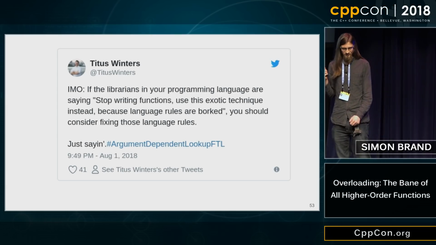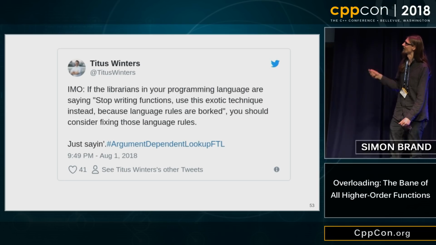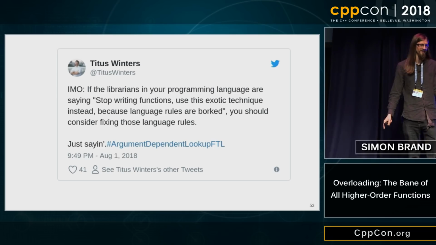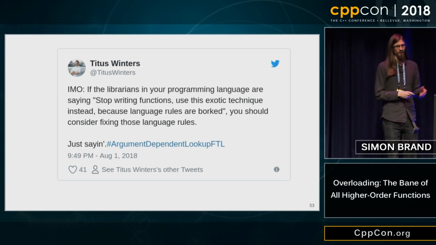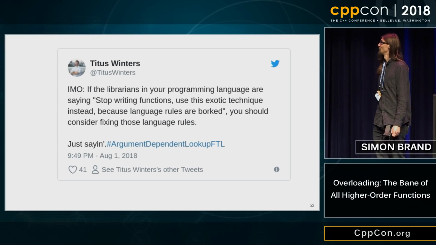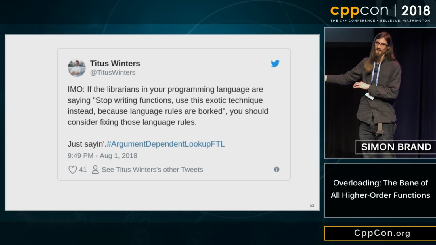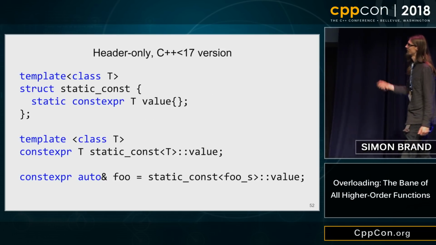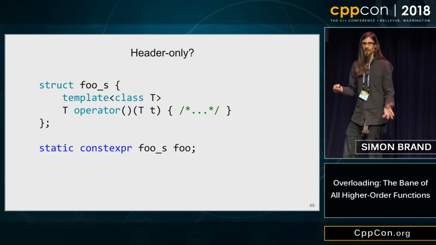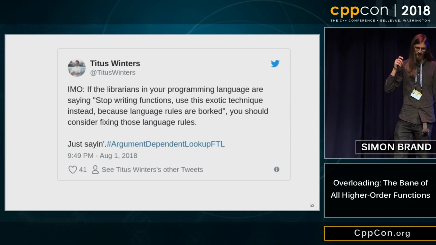Tweet from Titus. In my opinion, if the librarians in your programming language are saying, stop writing functions, use this exotic technique instead, because the language rules are broken, then maybe you want to just consider fixing those rules. And he's mostly talking about argument-dependent lookup, which is kind of what this technique of the global function object solves in a lot of ways. Customization point objects, they're called. But it's just as applicable to this situation as well.